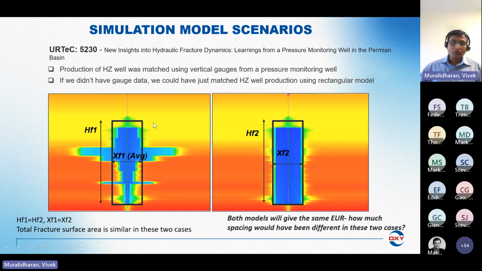You can also approximate this same SRV volume with a rectangular box assumption. And what we observed was that we can still history match it. We can still get the same EUR by doing the same SRV calculation. But the well spacing is going to be a lot different when you use a rectangular model versus the ones that are closer to reality.